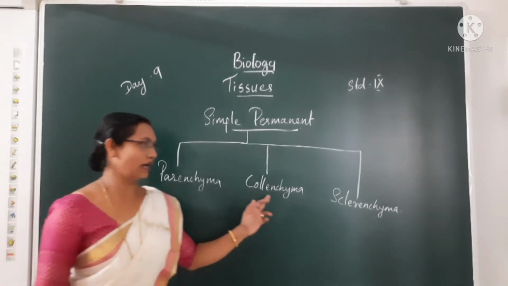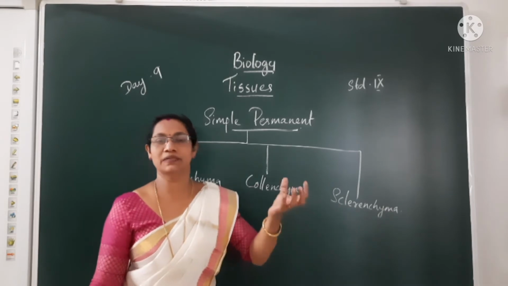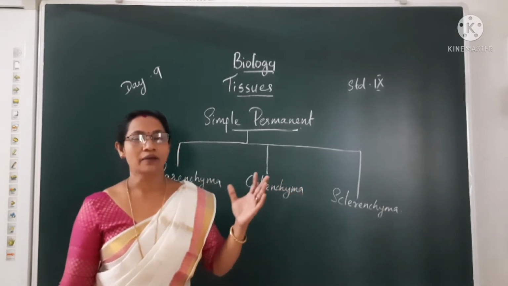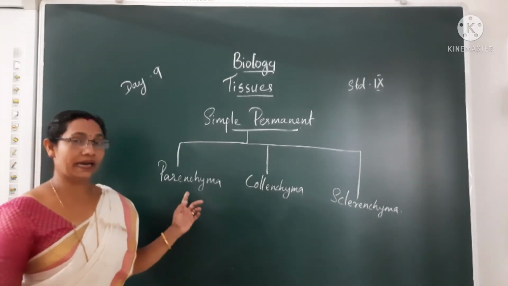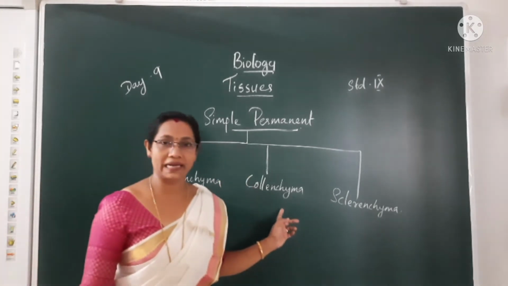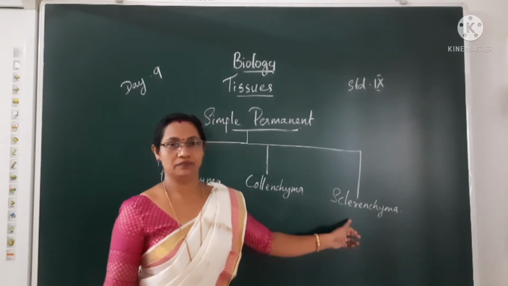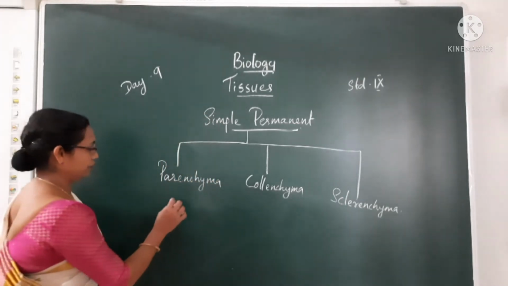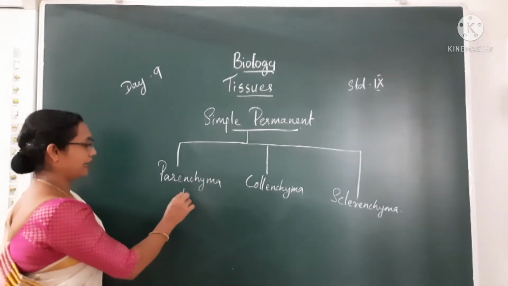Parenchyma, collenchyma, and sclerenchyma. So simple permanent tissues are mainly classified into three types. They are parenchyma, collenchyma, and sclerenchyma. So you can study the features of each one. First one is the parenchyma.